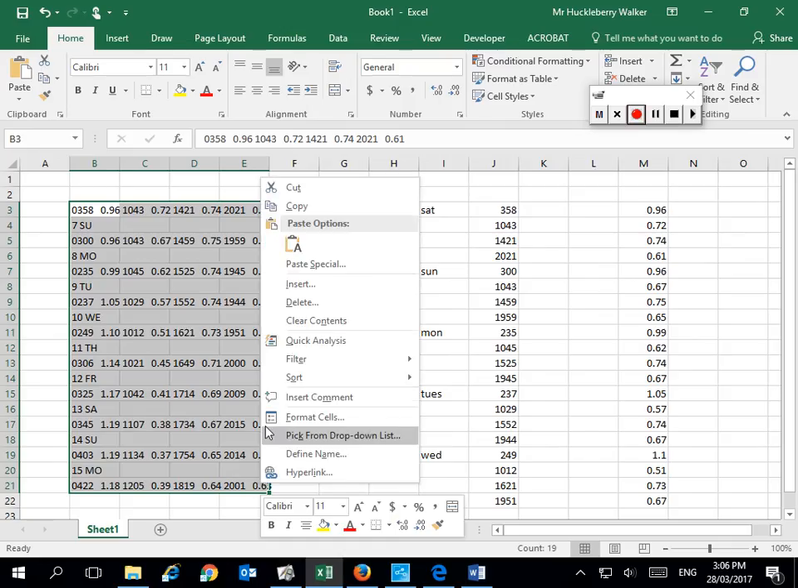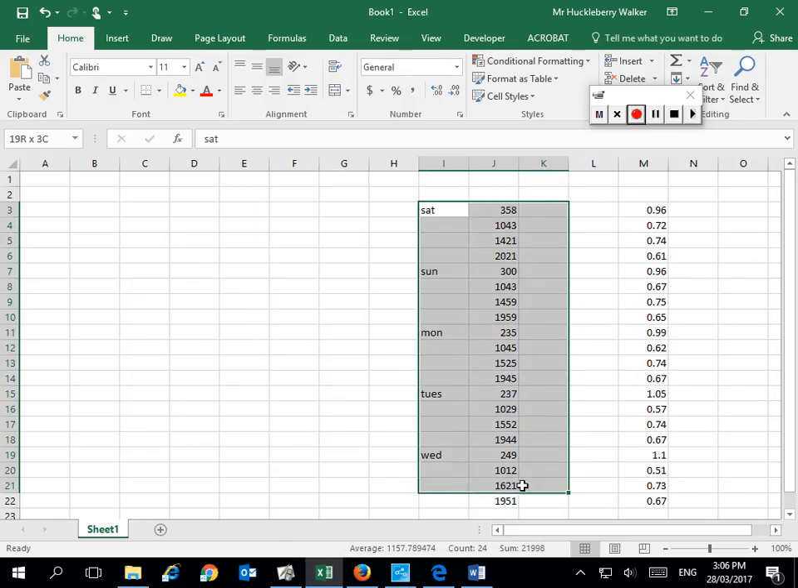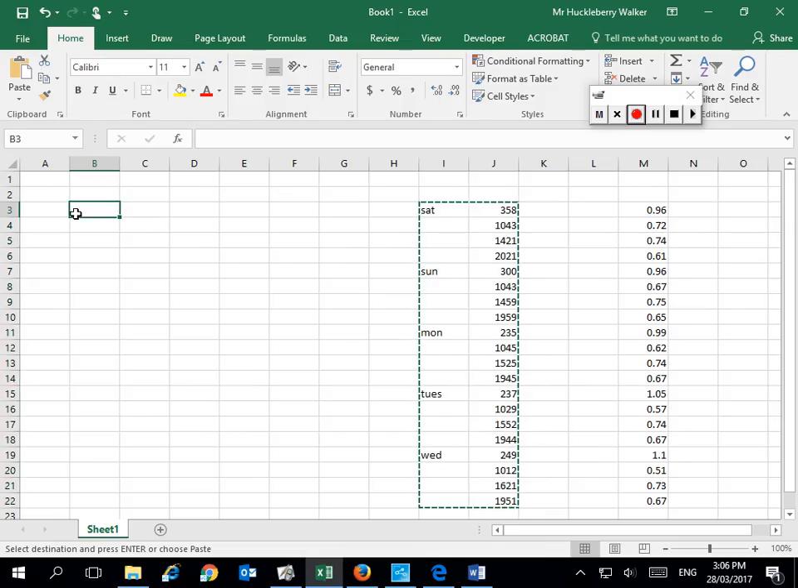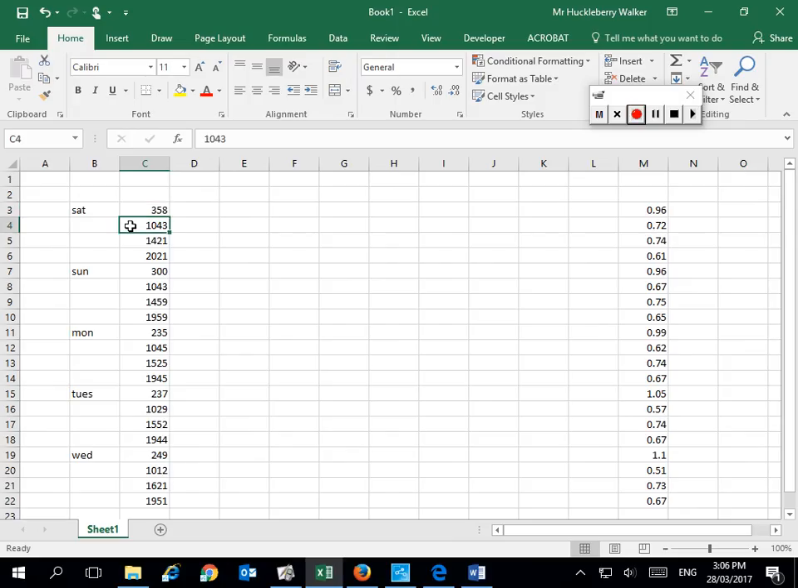Right click, go away. Right, so I'm going to shift this across, just this part for now. Just going to shift it across to here. Okay, so these are times of the day. And so somebody went out and went, oh, there's the tide. Oh, there's the tide again. There's the tide. And these are times of the day.